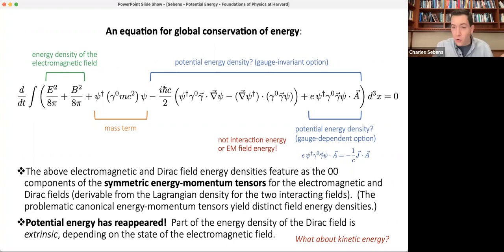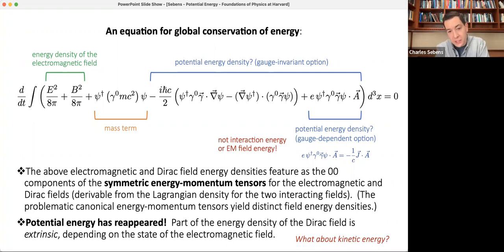You might say, oh, well, before we were always wondering, was it potential energy or was it interaction energy? Should this be viewed as an interaction energy? I think not. I think it's better to view it as a potential energy, in part because if you view it as an interaction energy, shared between the electromagnetic and Dirac fields, then you end up with a gauge-dependent interaction energy and also a gauge-dependent energy of the Dirac field alone. Whereas if you include it as part of the energy of the Dirac field, then the energy density of the Dirac field as a whole is gauge independent.